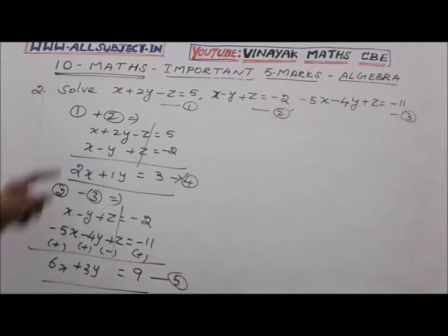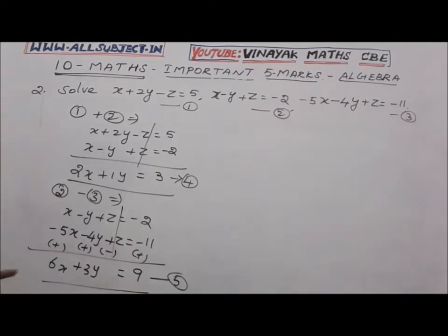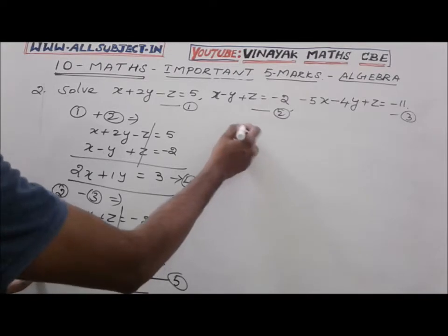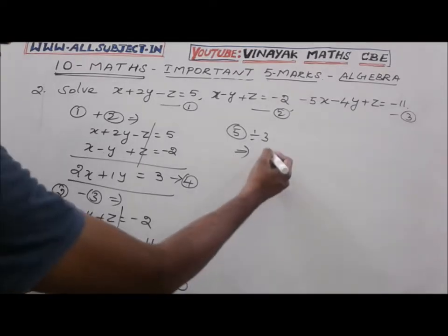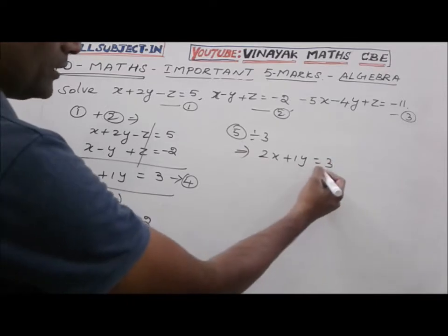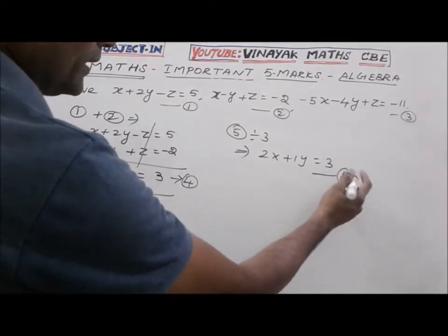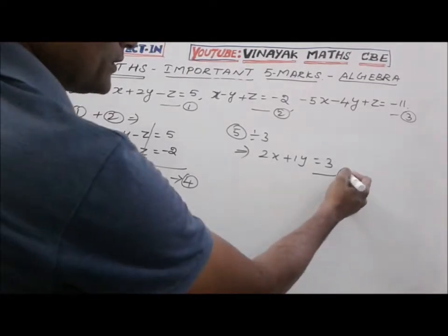Look at these two equations here. When we multiply it by 3, we can get this equation. So now we should solve equations number 4 and 5. Now divide the fifth equation by 3. Equation 5 divided by 3 implies 2x plus 1y equal to 3. After dividing, you can take it as equation number 5.